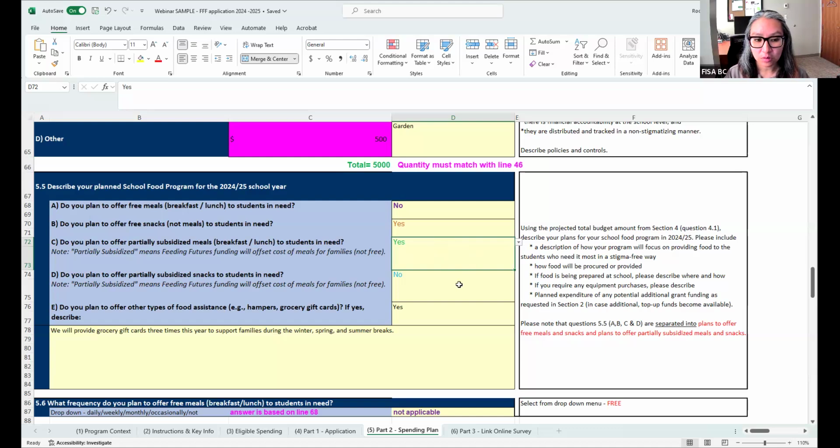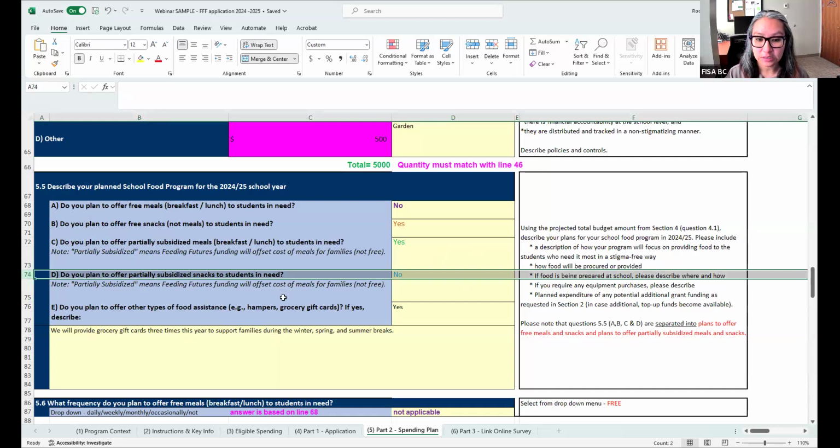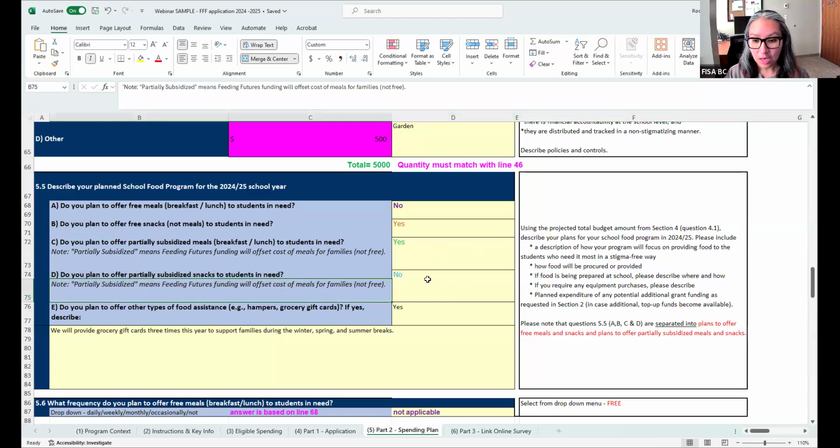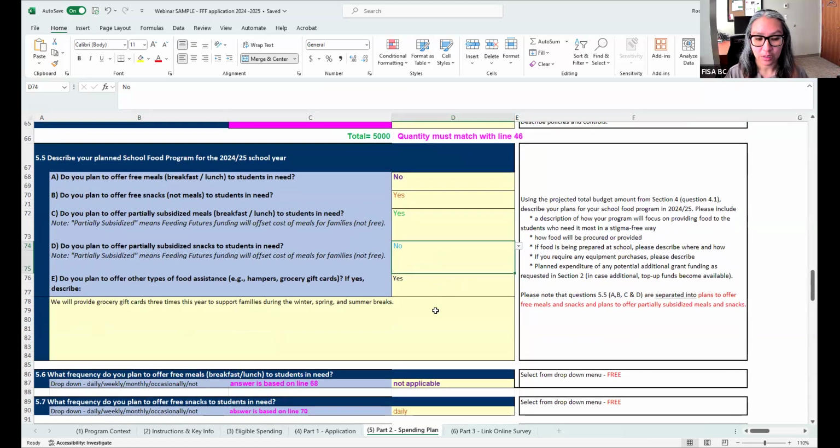The next one, I'm in line 74, did you plan to offer partially subsidized snacks to the students in need? And I would say no, because here in line 70, I said that I'm going to offer it free. So I'm not charging anybody. So I'm saying, no, I'm not doing subsidized, I'm doing free.